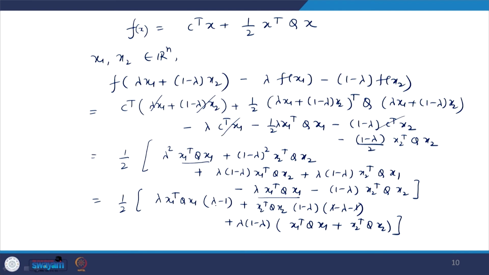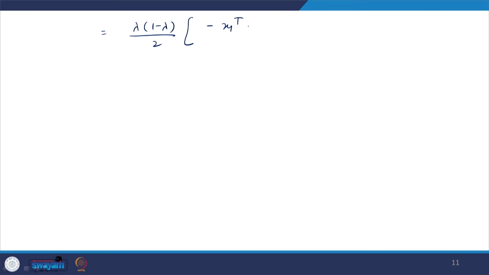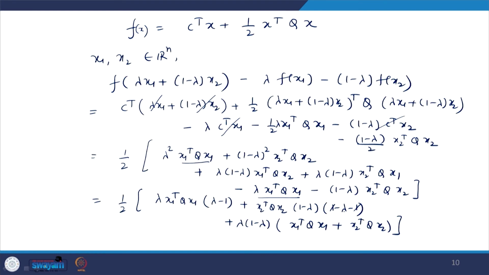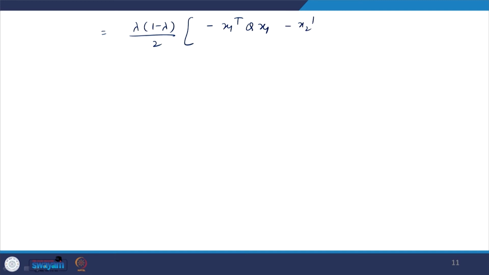We are left with lambda into 1 minus lambda upon 2. Okay. What? The negative can come out. So, it is minus x 1 transpose Q x 1. What is the second term? The second term will come from here, which is minus x 2 transpose Q x 2. Okay.